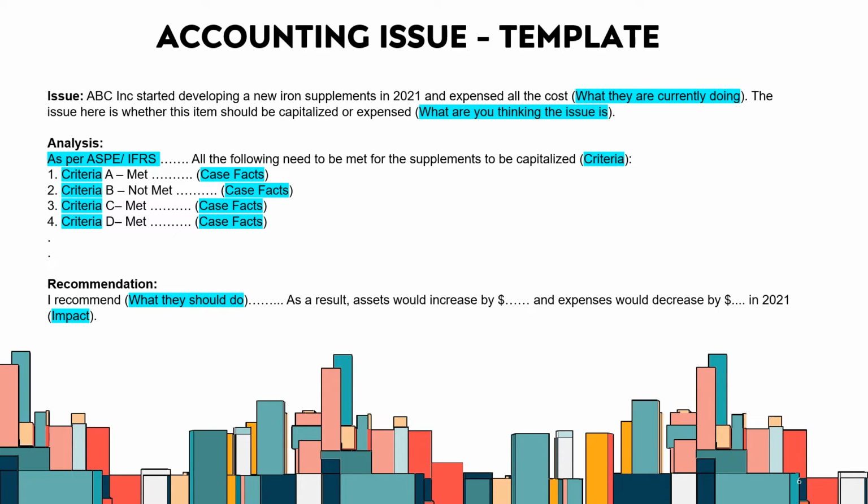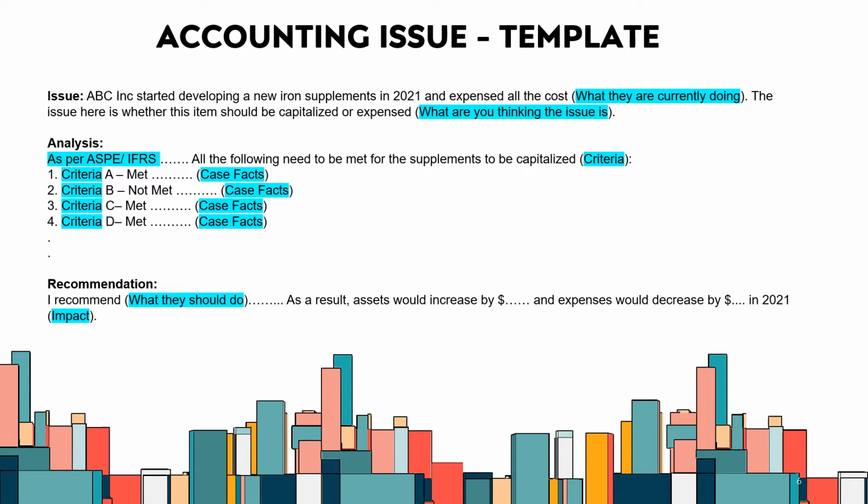Then I go into what I currently think the issue is. So the issue here is whether the items should be capitalized or expensed. As simple as that, 2 sentences, and that's it. What you note here is that I'm not jumping the gun and telling them exactly if they did it right or if they did it wrong. I'm trying to be as unbiased as possible and not stating my final recommendation or jumping to the conclusion right away.